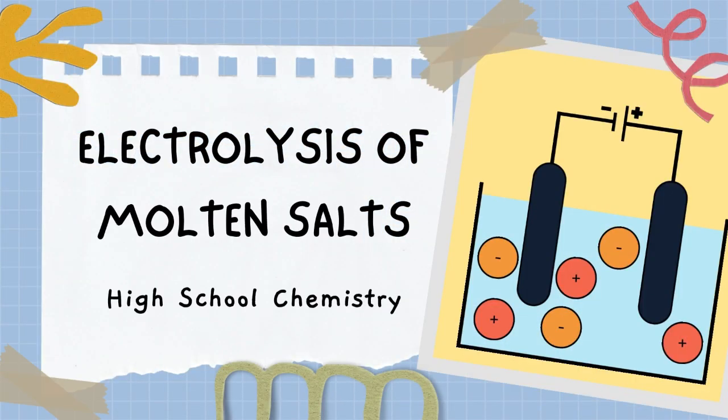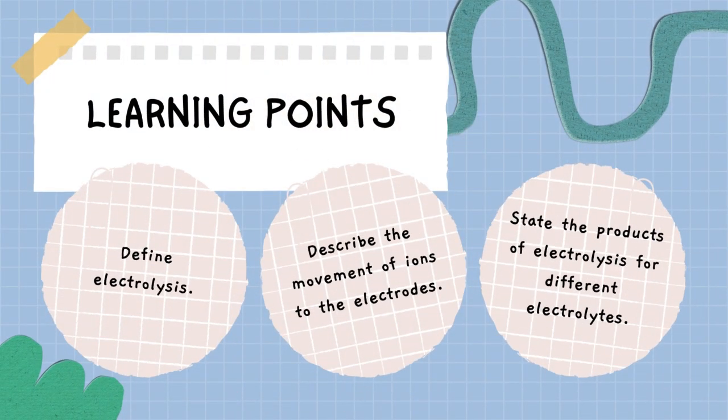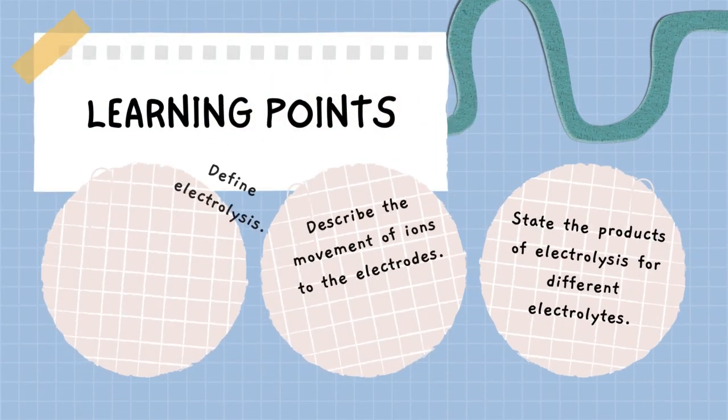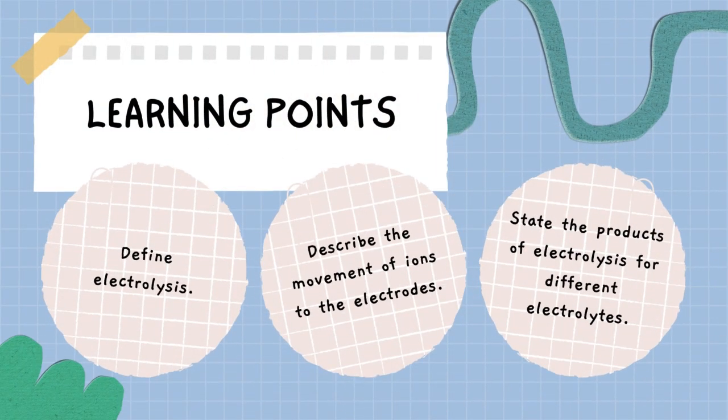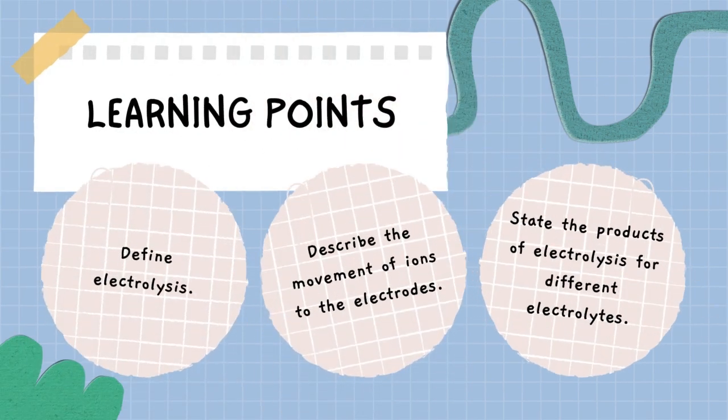Electrolysis of molten salts. Learning points. Define electrolysis. Describe the movement of ions to the electrodes. State the products of electrolysis for different electrolytes.